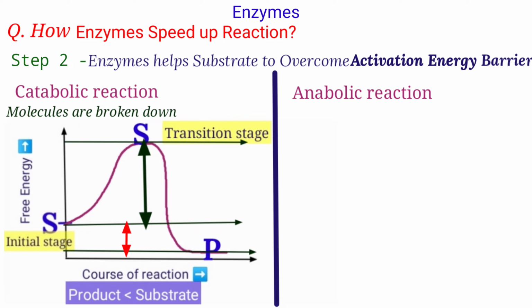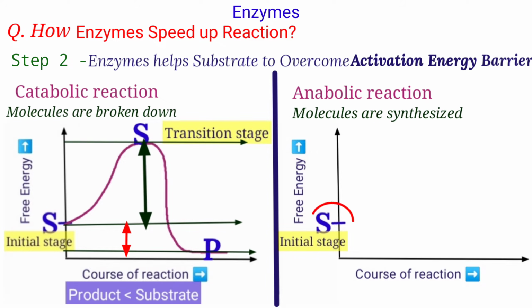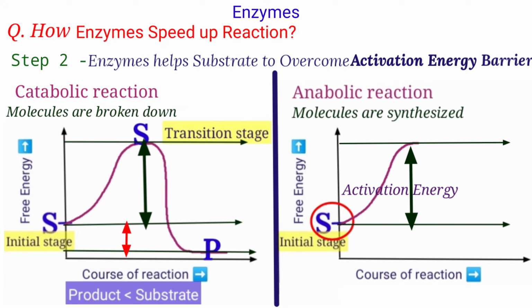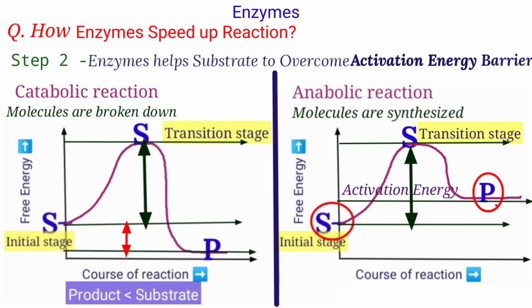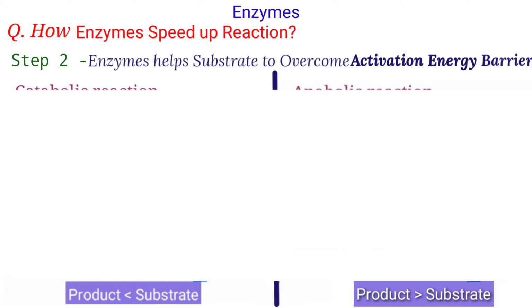In the case of an anabolic reaction, where molecules are generally synthesized, in the graph the substrate at its initial stage will reach the transition stage by acquiring the activation energy. After reaching the transition stage, the product will form. That product will contain an additional bond, so the product and the substrate at the initial stage will have an energy difference. The product will contain more energy than the substrate, but less energy than the transition stage.